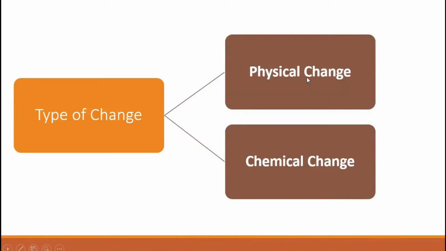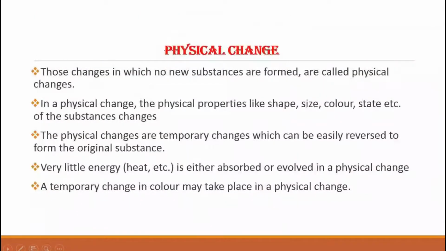Now we will see what is physical change and what is chemical change. Physical change, by definition you can see the physical change means those changes in which no new substance is formed, means the original substance remains as it is, no new substance is formed. In a physical change, the physical properties like shape, size, color, state, only they are changed. The physical changes are the temporary changes which can be easily reversed to form the original substance.